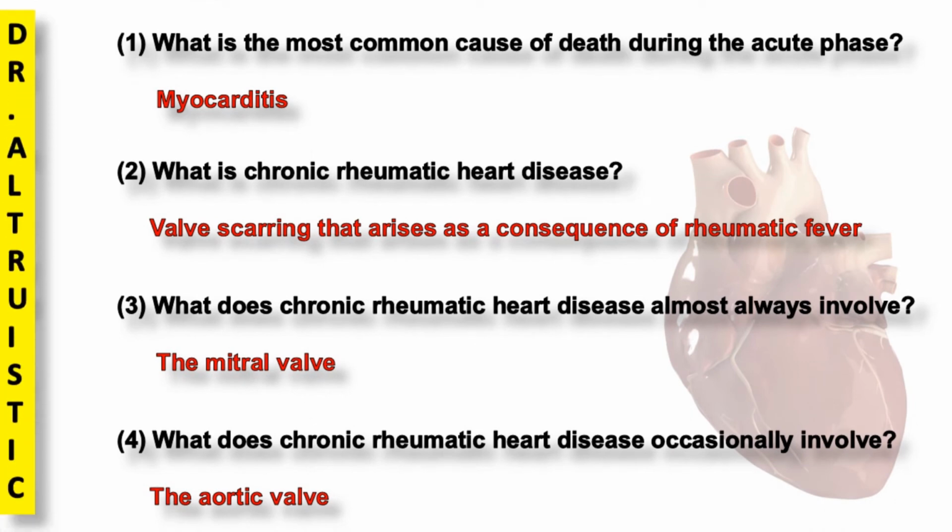1. What is the most common cause of death during the acute phase? Myocarditis. 2. What is chronic rheumatic heart disease? Valve scarring that arises as a consequence of rheumatic fever. 3. What does chronic rheumatic heart disease almost always involve? The mitral valve. 4. What does chronic rheumatic heart disease occasionally involve? The aortic valve.